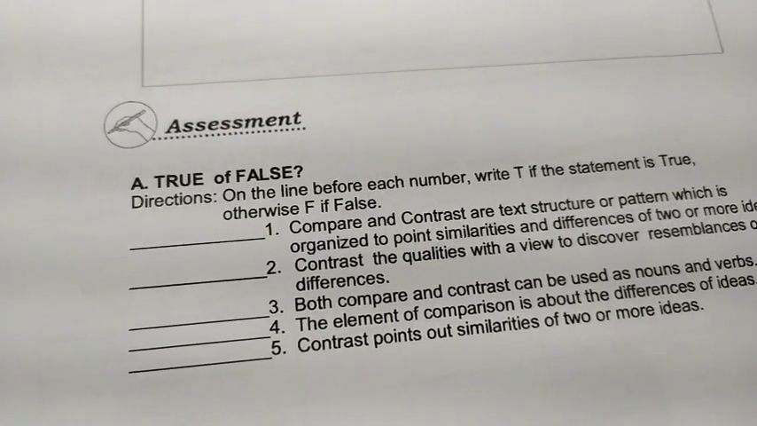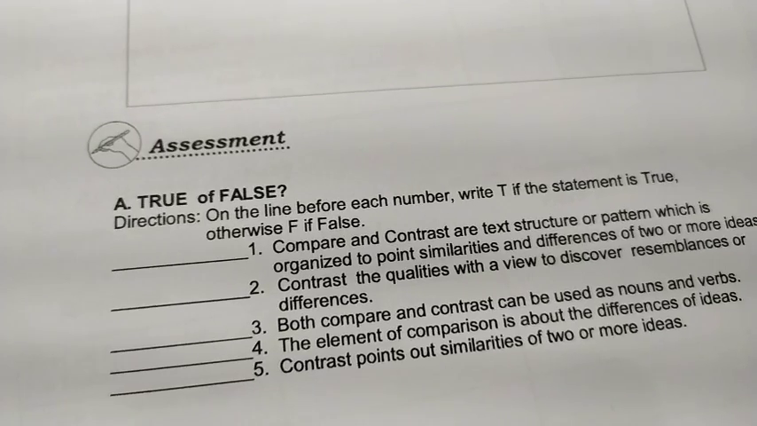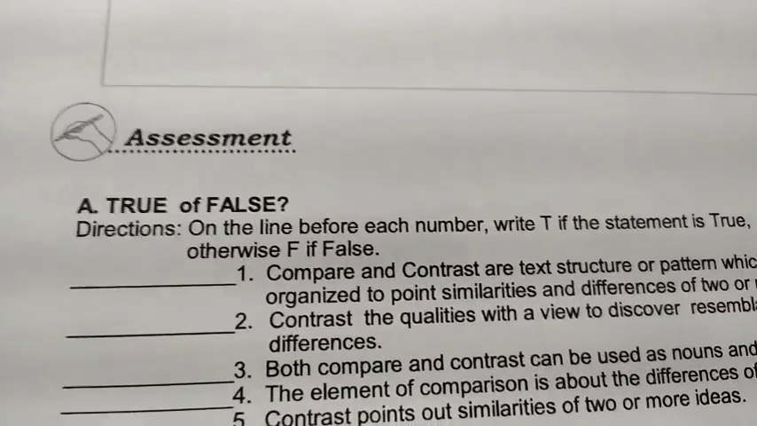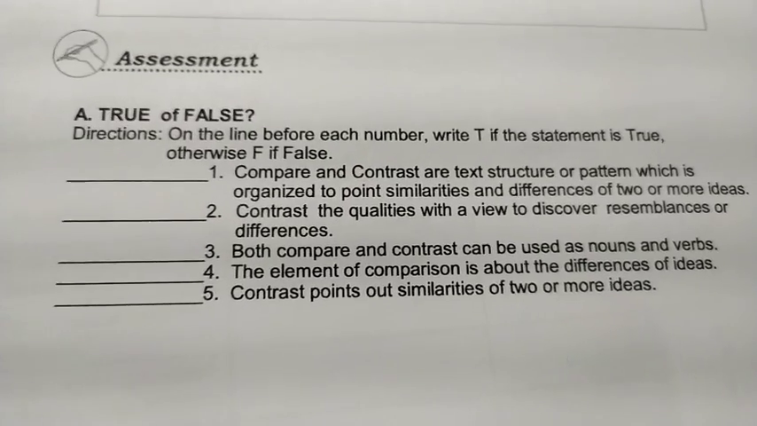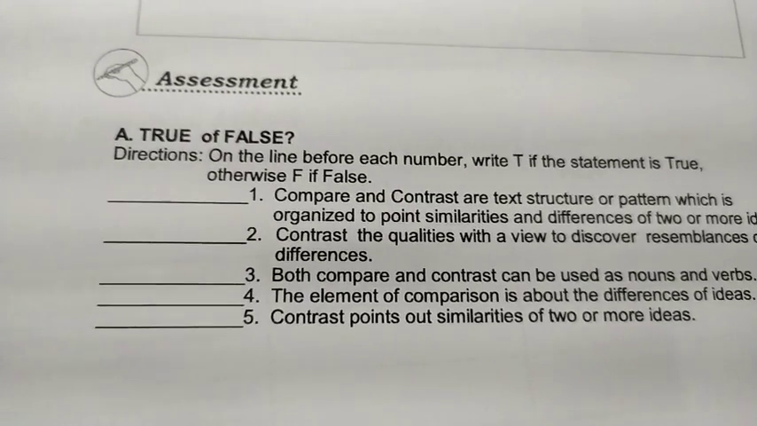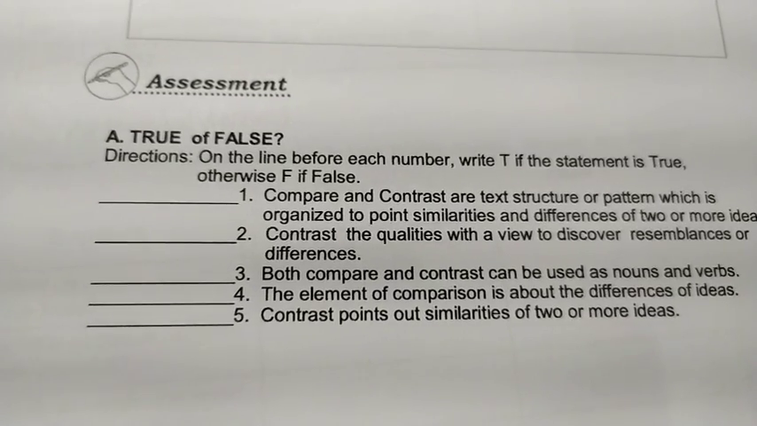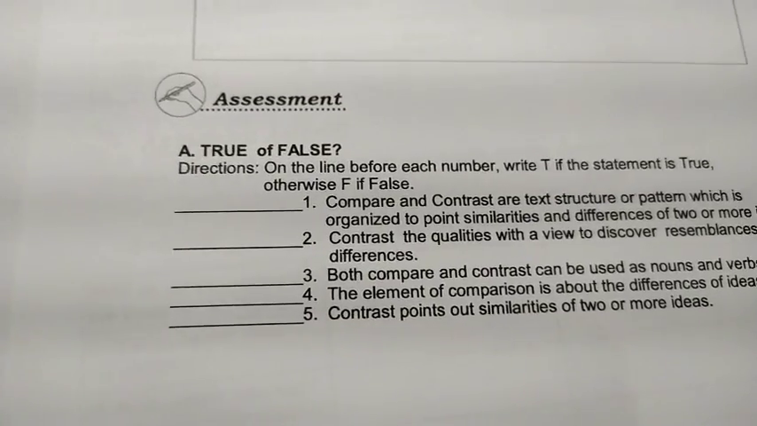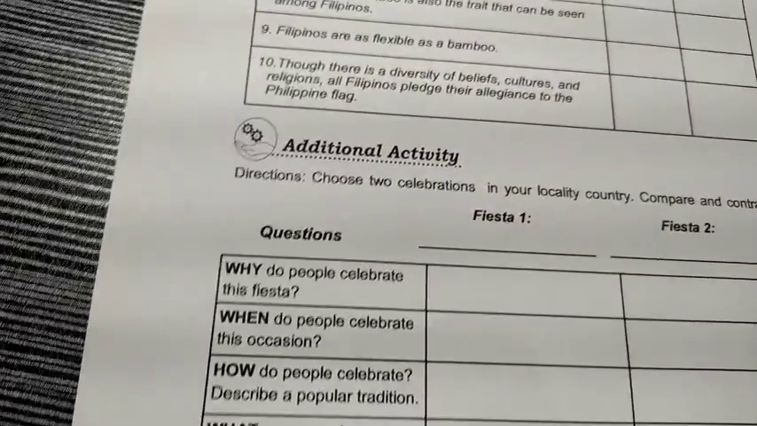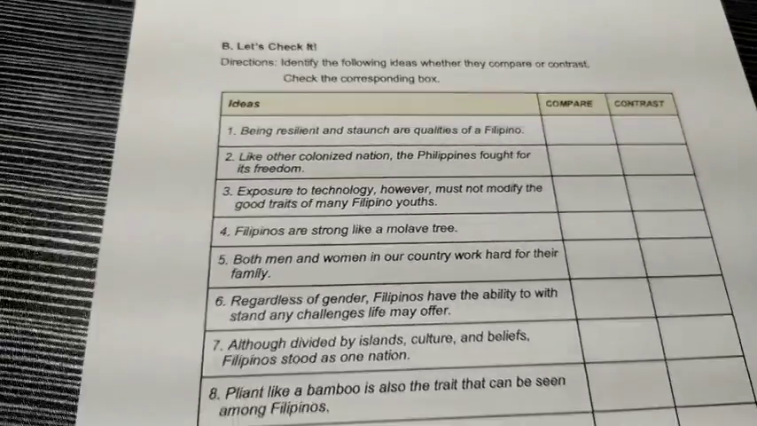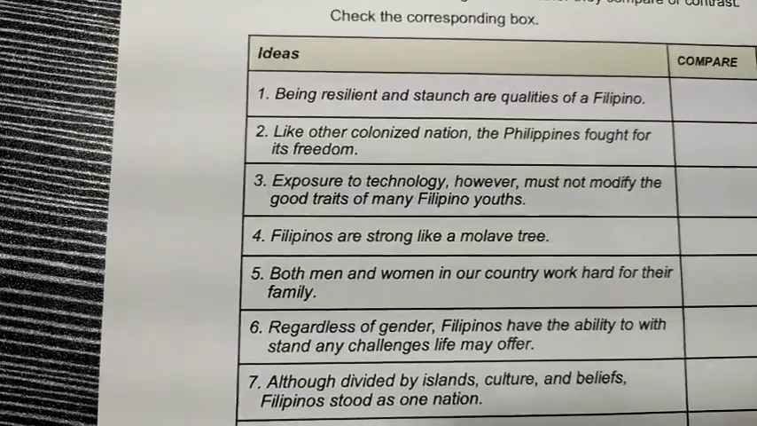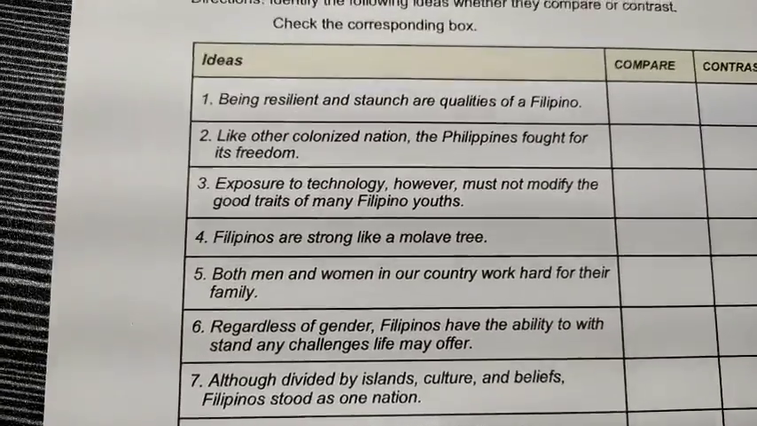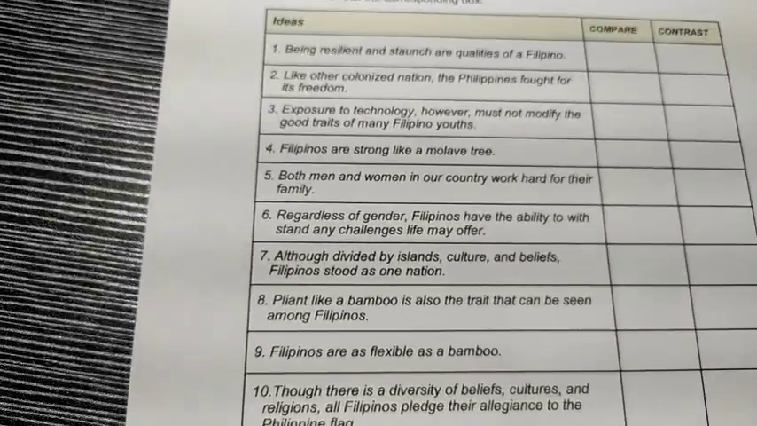For assessment, write true or T if it's true, then write F if it is false. So it's all about compare and contrast. So same idea. So it's clearly seen that you should have a clear understanding about the differences of compare and contrast. So T if it's true, F if it's false. Remember, it's capitalized. So let's check it. So the ideas here, you will identify if it is compare and contrast. So simply write compare if it's for comparison, then contrast if it's for contrast. So it's 1 to 10. Just simply write compare or contrast.